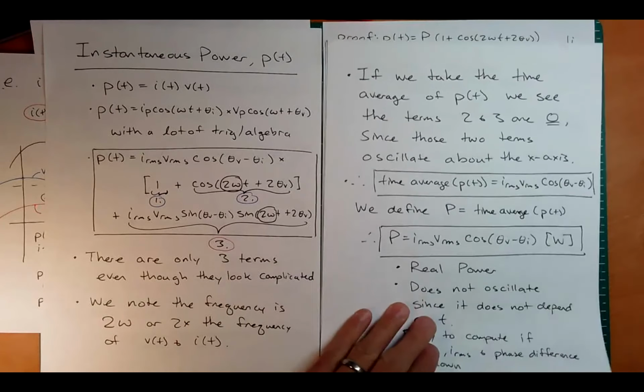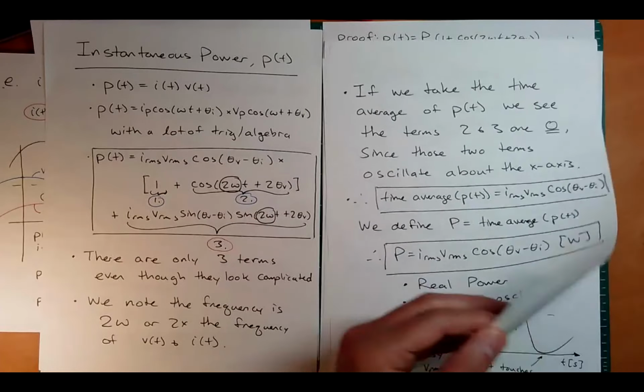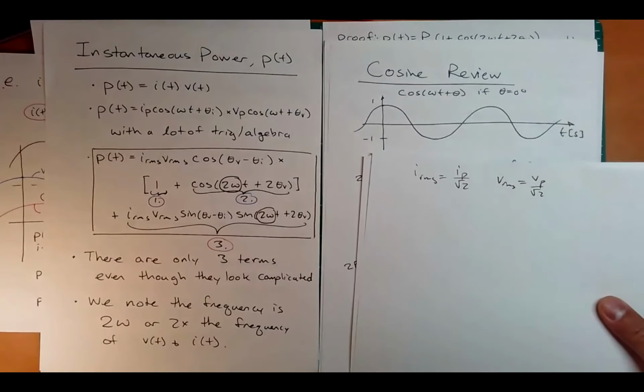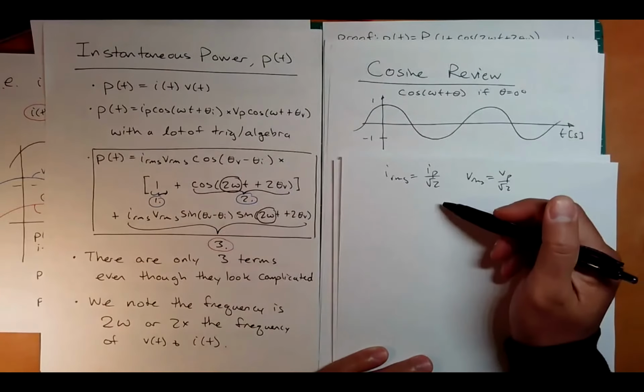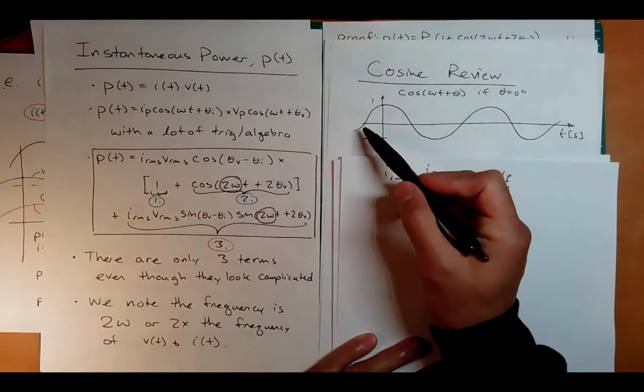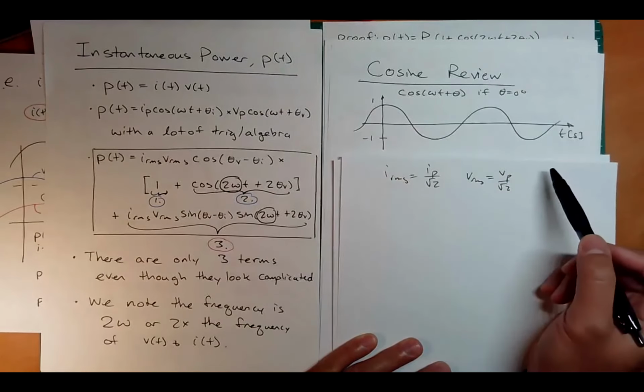Done. Okay. Let's look at 1 and 2. So I want to just plot, what does a cosine look like again? At this point, this should be mind-numbing review, right? Cosine omega t plus theta, if theta is 0. Oh, okay, easy, no problem.